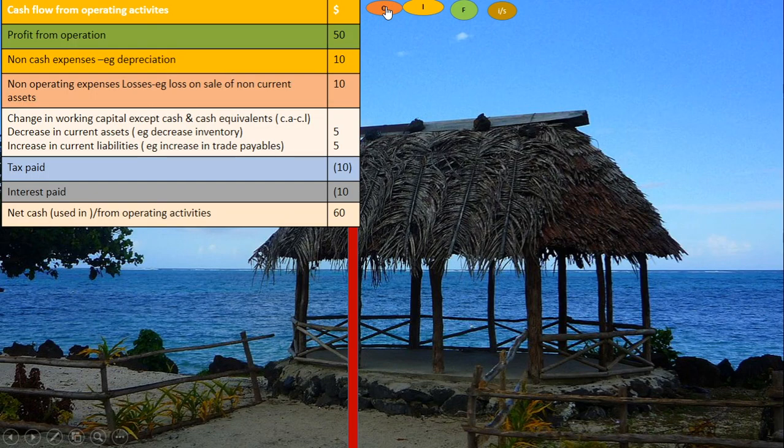So this is what your statement looks like. This is what we will basically be doing by calculating cash flow from operations. First thing, you start off from profit from operation. You need to know the starting point. This profit from operation is derived from your income statement.